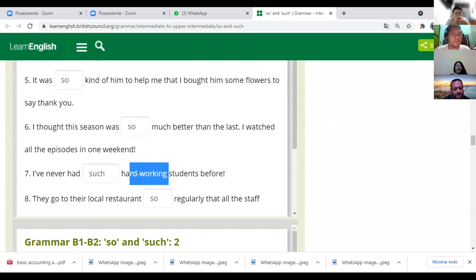Such. Hardworking es el adjetivo y el student es el pronoun. So, such. Yes. ¿Perdón? No, yo no le puse eso, pero sí está mala. Okay. O sea, ya le dio clic. Sí. No, pero. O sea. Dale play. Pero, otra cosa.